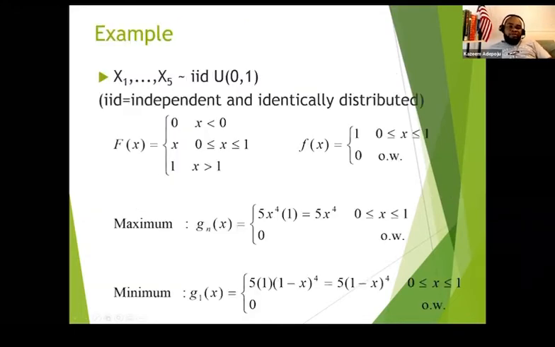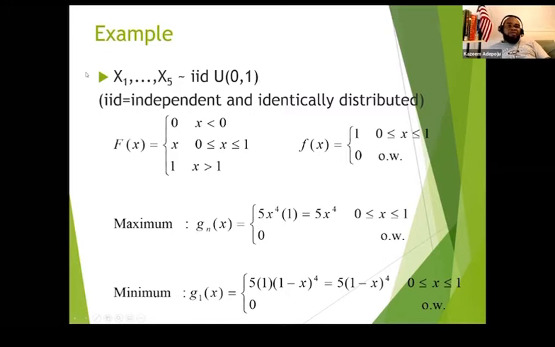The next thing I want to walk you through is an example. Now that you know the PDF and the CDF of the minimum and of the maximum, we can revisit some probability distribution. Take a look at this guy here. We have x1 up to x5, and they are identically and independently distributed, uniform, with parameter a equal to 0 and b equal to 1.